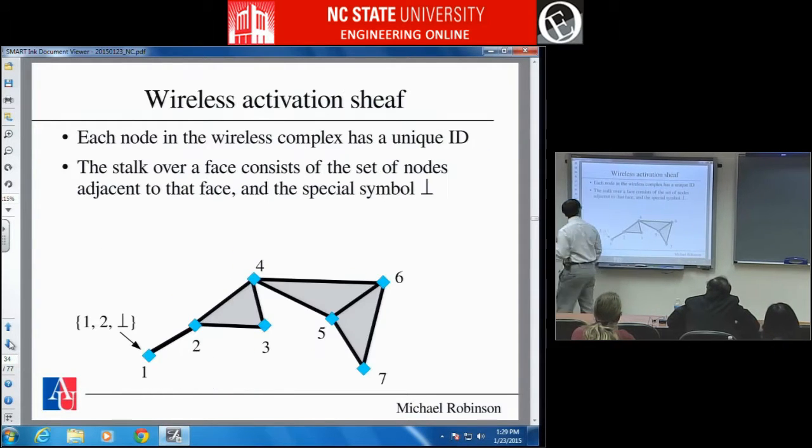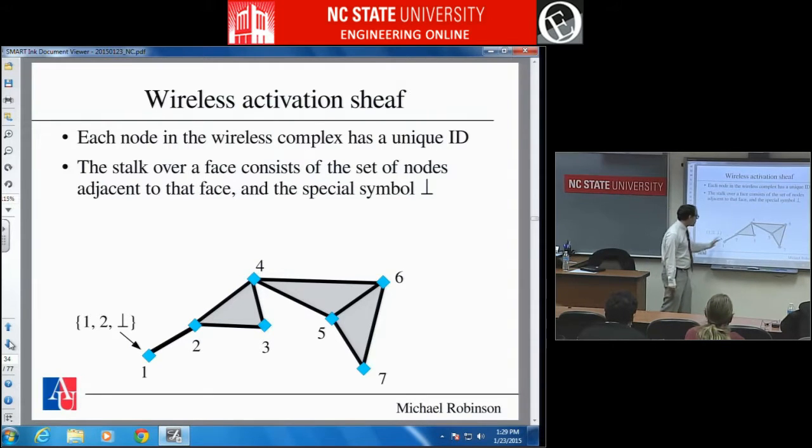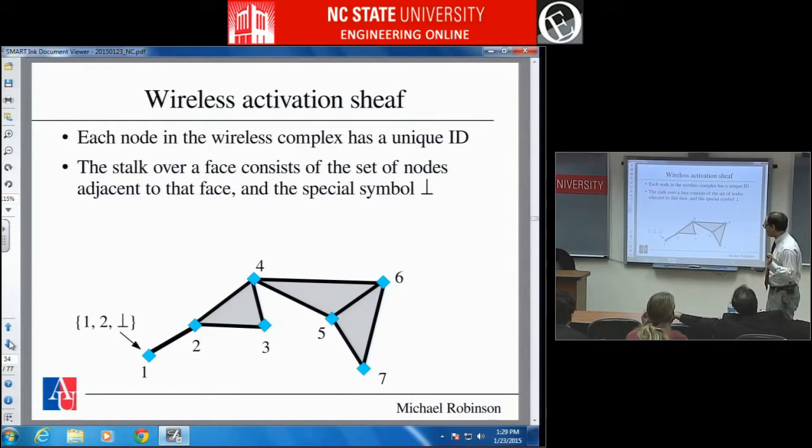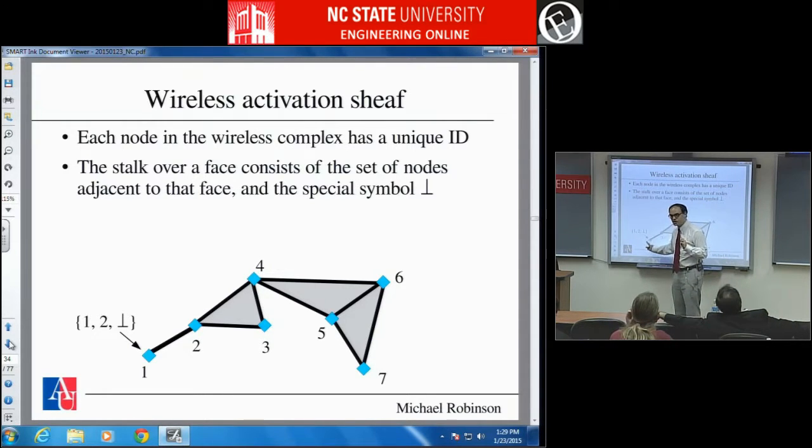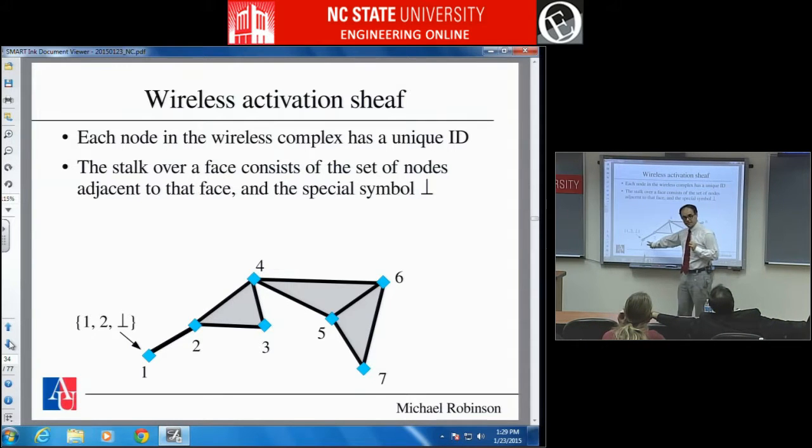Now, how do I make it do media access for me? That's a great question. So here's a wireless network. Maybe you could think of this as the link complex of a wireless network. And what I do is I notate where I make the stalk, not a vector space now, just a set. And sitting over each of the nodes and each of the edges and each of the faces, I list the adjacent nodes. And I also add one additional special symbol. That special symbol means idle. And so the interpretation here is this is saying what could be happening on the channel right here. Either node 1 could be transmitting, node 2 could be transmitting, or no one could be transmitting. So it's either 1, 2, or idle at that particular spot.